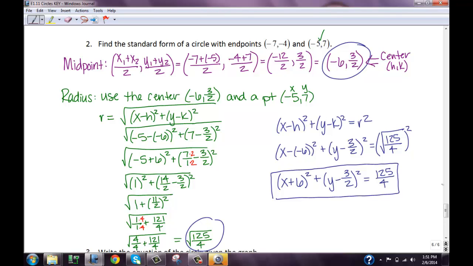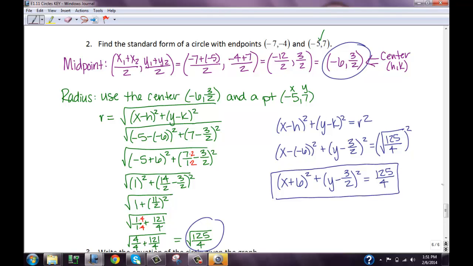Now once we have our center, we're going to use that point, and one of the points they gave us, which I just happened to choose the second one. If you didn't choose the second one, that's fine. And we're going to plug it into our distance formula, which also happens to be our radius formula. So we plug in x minus h squared plus y minus k squared, and then we're going to take the square root of it.